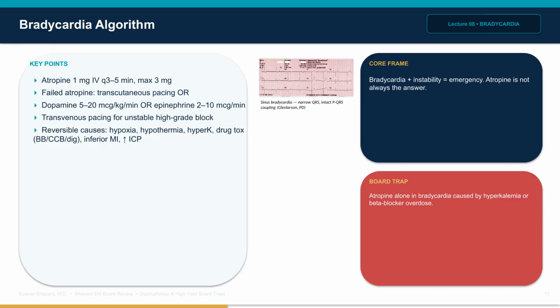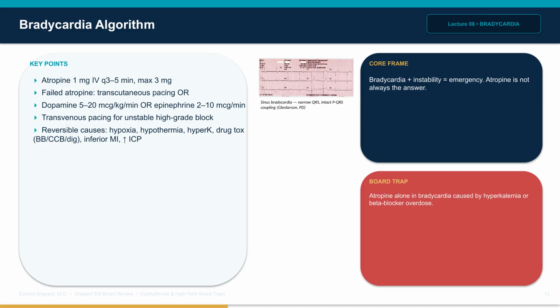Symptomatic bradycardia: atropine 1 mg intravenously, repeat every 3 to 5 minutes to a maximum of 3 mg. If atropine fails, transcutaneous pacing, dopamine 5 to 20 micrograms per kilogram per minute, or epinephrine 2 to 10 micrograms per minute infusion. Transvenous pacing is definitive for unstable high-grade block.